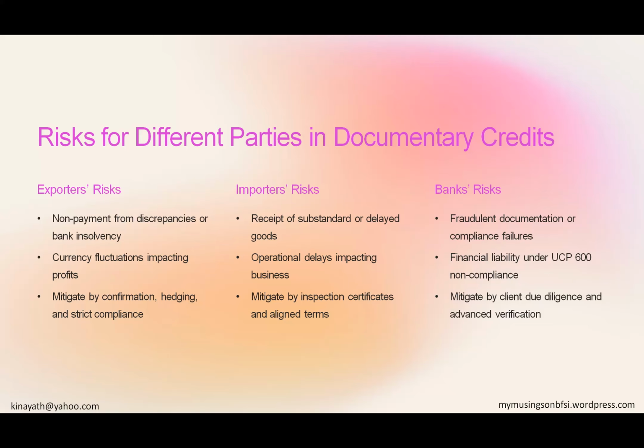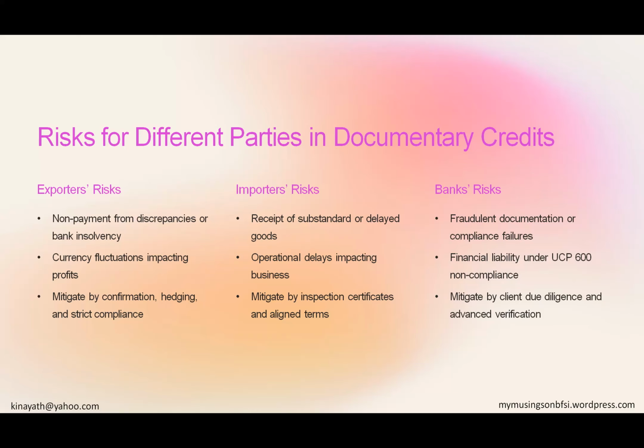What are the risks for the importer? This is the receipt of substandard or delayed goods, that is non-shipment or non-performance. This can be managed by inspection certificates from an allied third party. And then operational delays and impacting business. This can be managed by mentioning in the letter of credit when the goods should be shipped, when the documents should be presented, when the documents will expire, when the LC will expire, etc. So that the terms are aligned and the Incoterm and other things are properly specified.